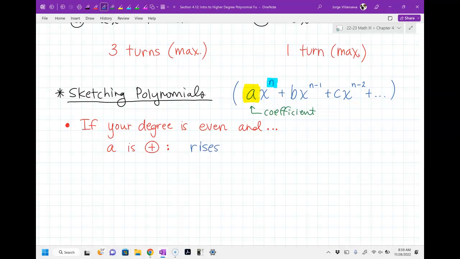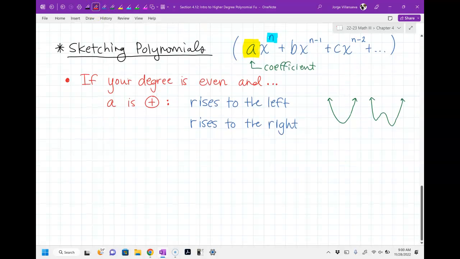It rises to the left and rises to the right. In other words, the graph might look something like this. Or even something like this. It can be anything, but notice how it's going up to the left and up to the right. So it's going up and up. So if A is positive, it's going to rise to the left and rise to the right. And again, I just gave you two small pictures of what it could look like.